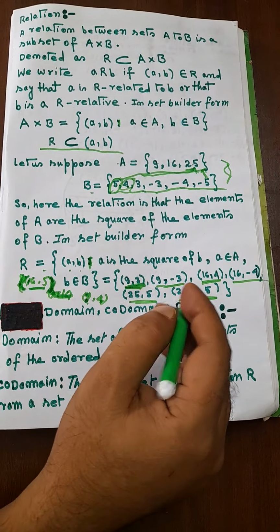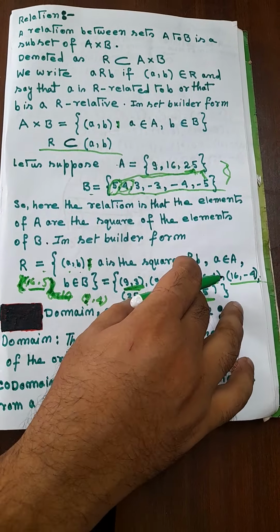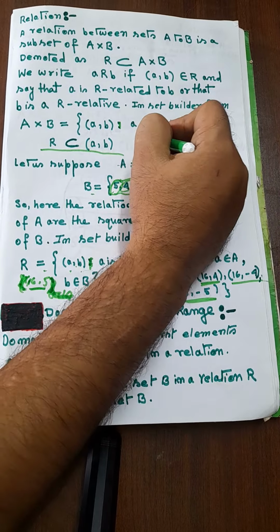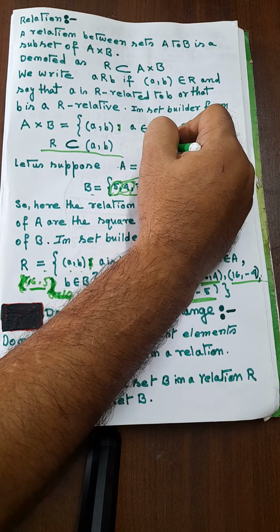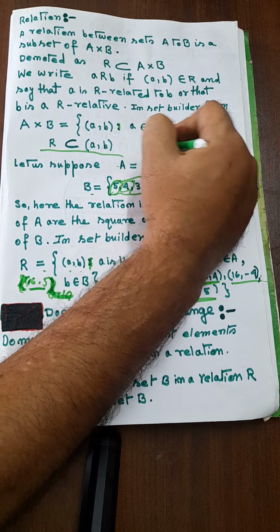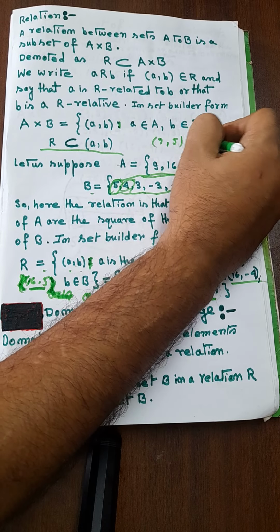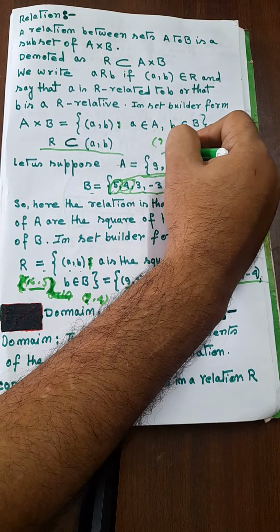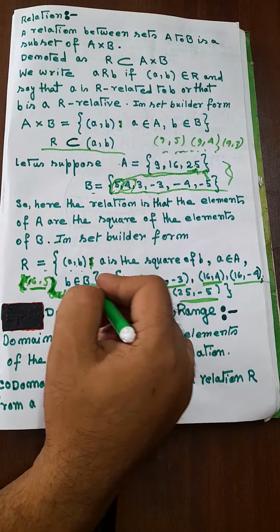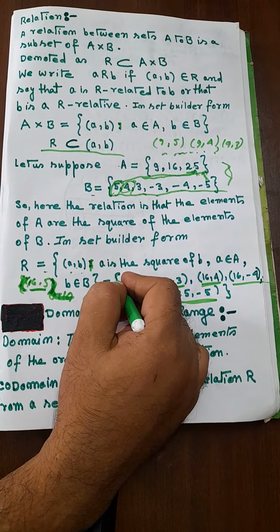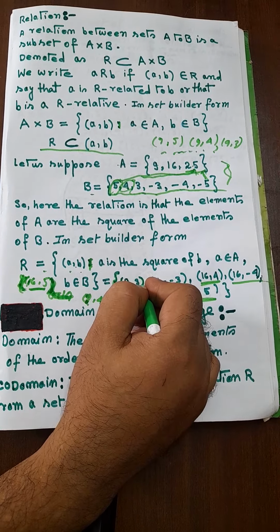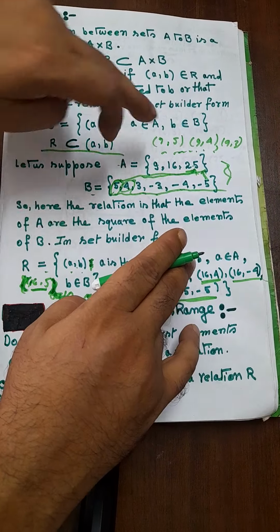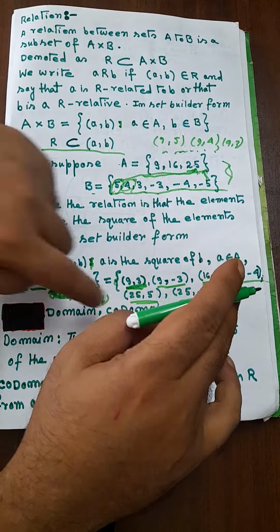If we do the Cartesian product for these two sets, what will we get? We will get 9, 5, right? 9, 4, 9, 3, and so on. Now if you see the relation, only the related elements are building the ordered pairs, right? So what does that mean? That means the relation R is a subset of the Cartesian product of A and B, right?